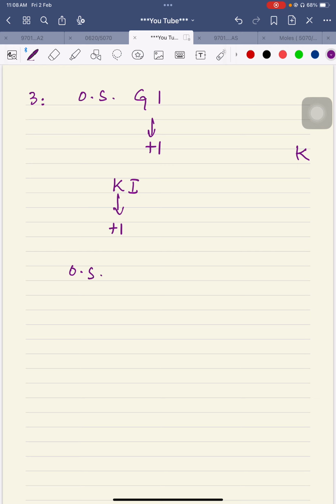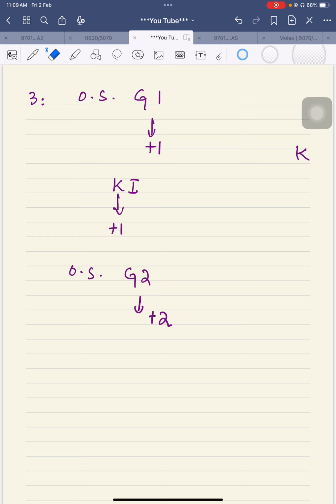Then we have the oxidation state of group number 2 elements. It will be considered as +2. Same story as that of potassium. What are the elements of group number 2? Beryllium, symbol Be, magnesium, calcium, strontium, barium, radium are the elements of group number 2.